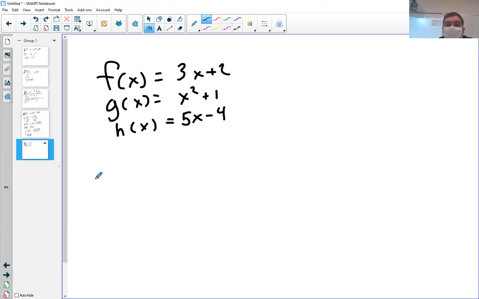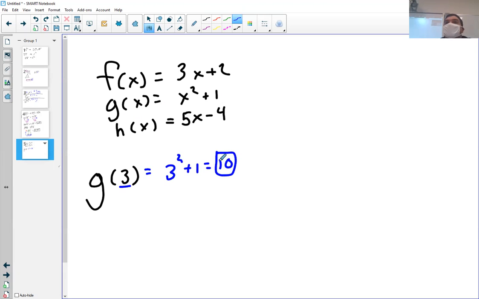But if I say something like, tell me what g of 3 is. Anyone know what I would do? Go ahead, Jasmine. Good, excellent. Any x I see in that equation will become a 3 now. Any x I see becomes the 3 in the g of x equation. I don't care about f of x or h of x. I didn't mention them. Only g of x. So 3 squared plus 1, your end result should be 10. Shana.